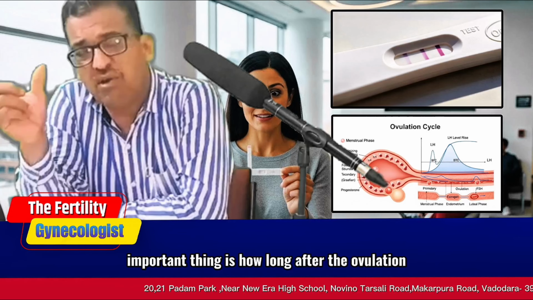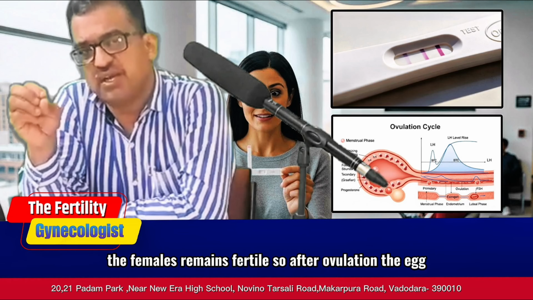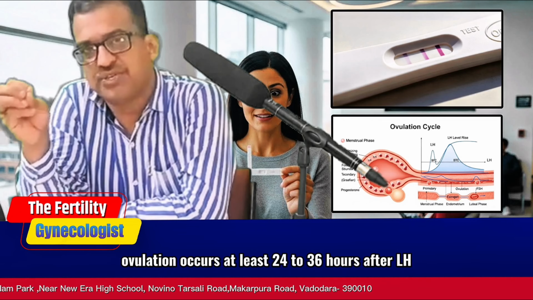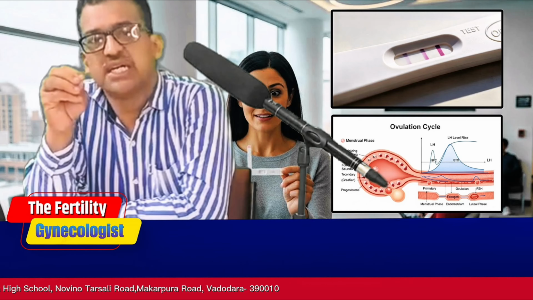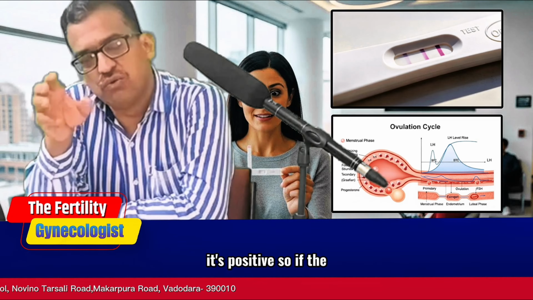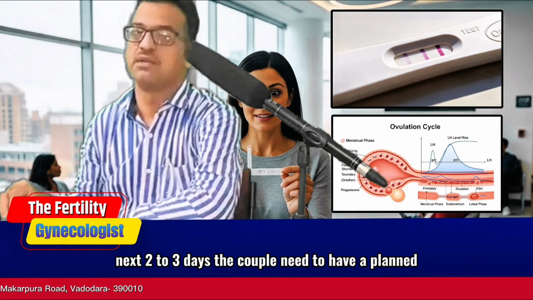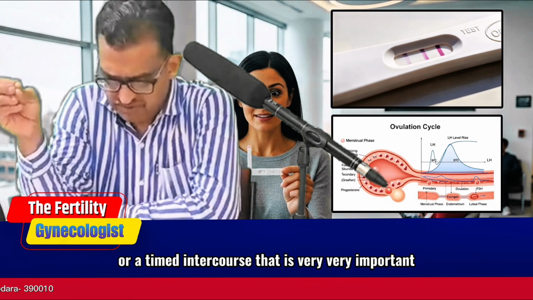The important thing is how long after ovulation the female remains fertile. After ovulation, the egg remains alive for 16 to 24 hours. Ovulation occurs at least 24 to 36 hours after LH is positive. So if the ovulation strip shows two dark lines, for the next 2 to 3 days the couple need to have planned or timed intercourse. That is very, very important.